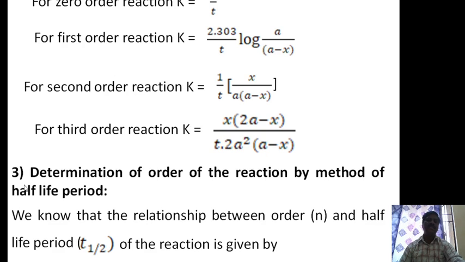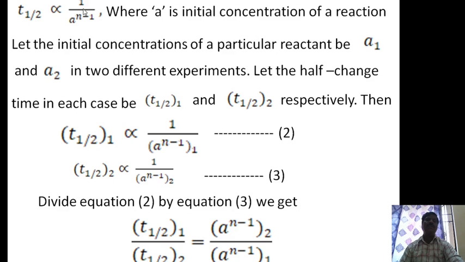Now comes the third method, determination of order of the reaction by the half-life period method. We know the relation between the order n and the half-life period of a reaction: t half is inversely proportional to 1 divided by A to the power of n minus 1, where A is the initial concentration of the reactant. Let the initial concentration of the particular reactant be A1 in one experiment, and A2 in another, in two different experiments.